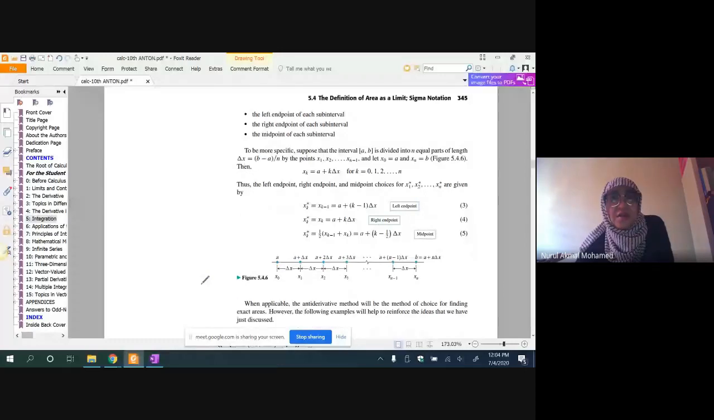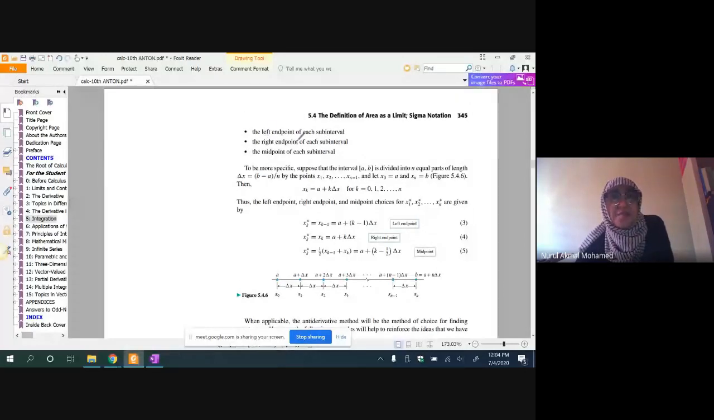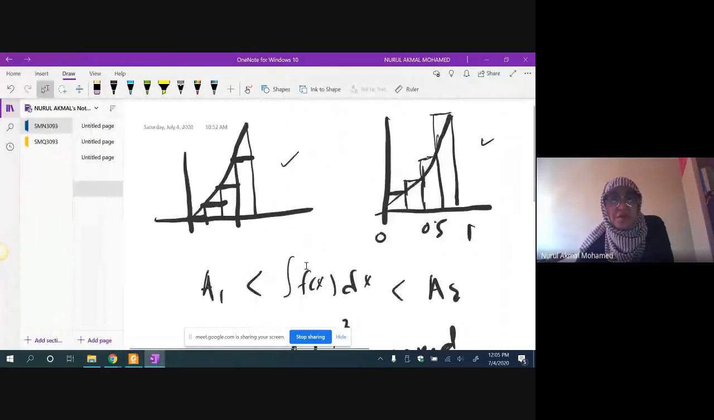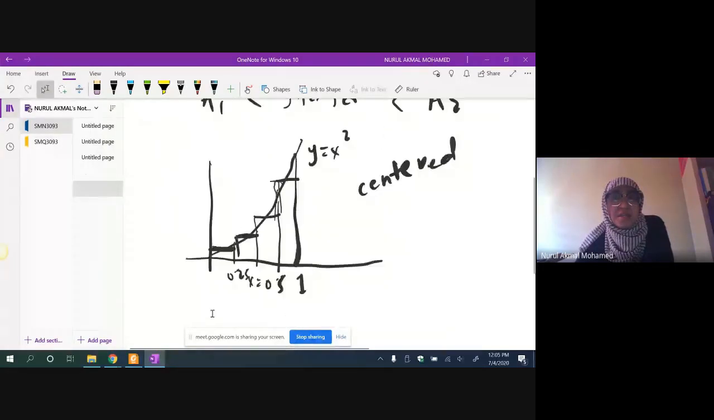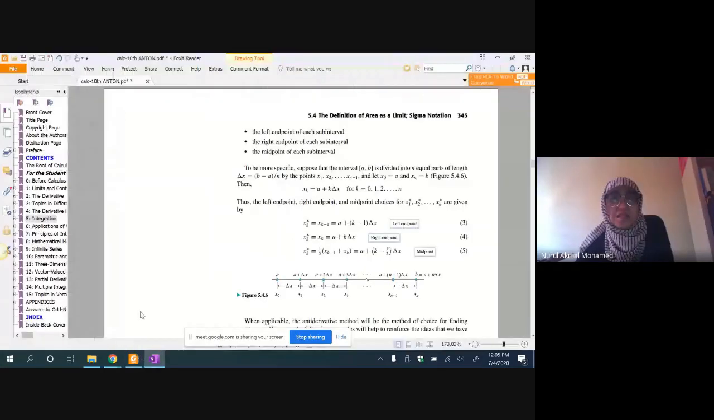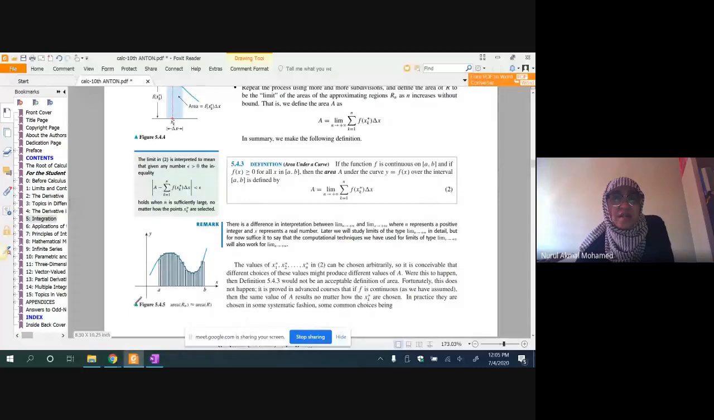Here you have the left endpoints, the right endpoints, and the midpoints. I think I've mentioned this before. The middle endpoints are also called centered. So these are the three endpoints whenever you want to approximate the area under the curve. And the area under the curve can always be written in terms of summation.